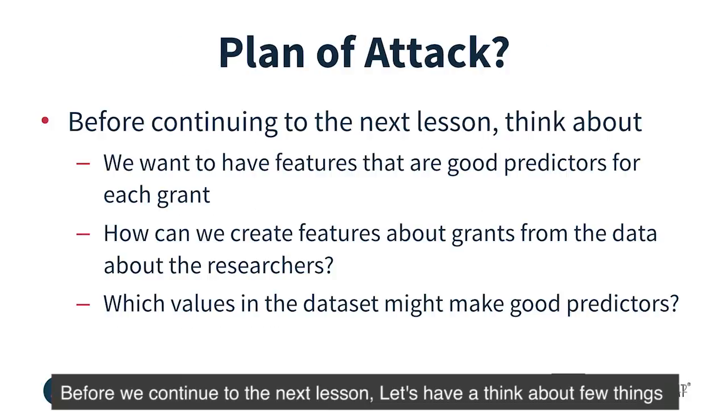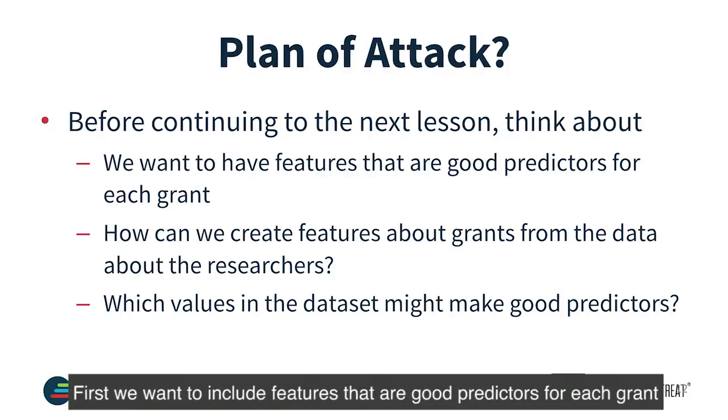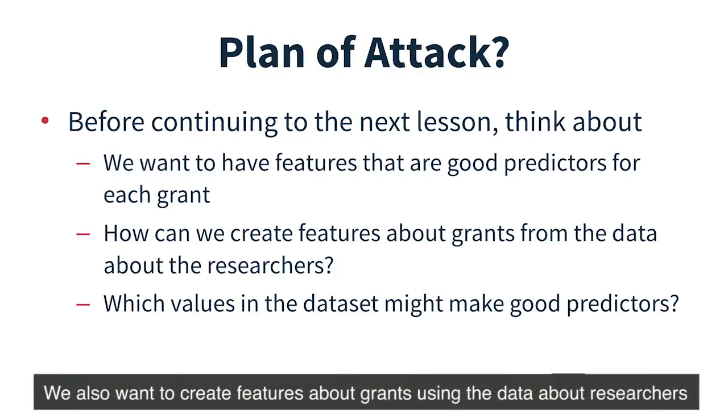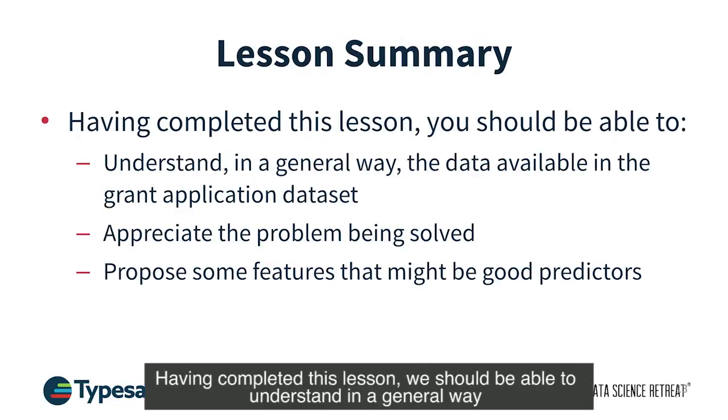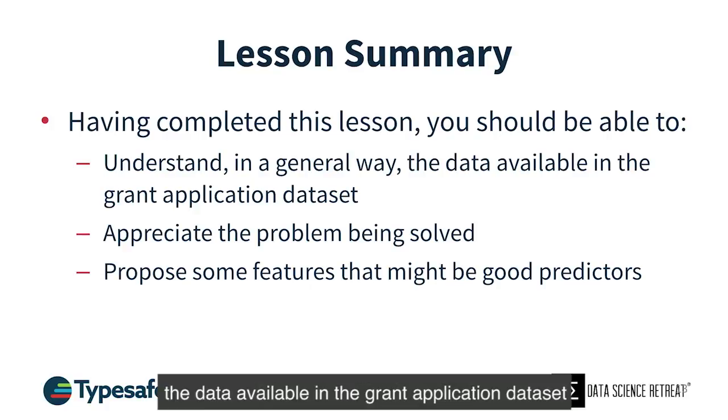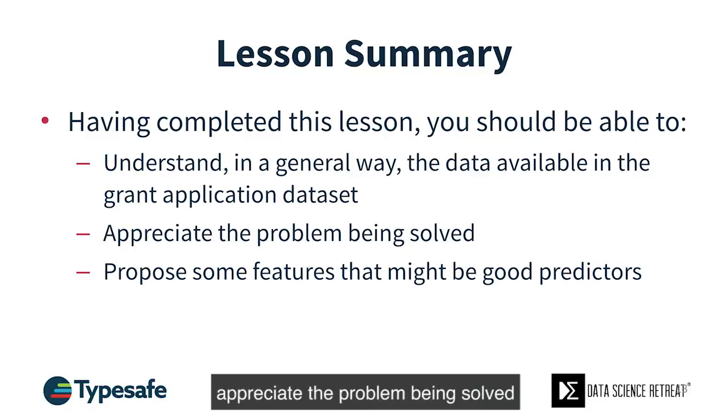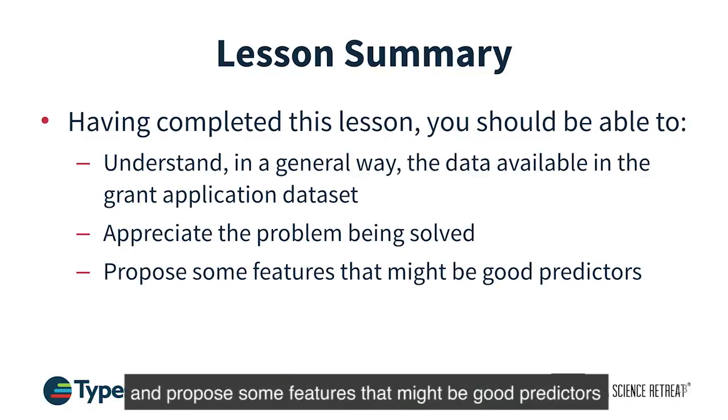Before we continue to the next lesson, let's have a think about a few things. First, we want to include features that are a good predictor for each grant. We also want to create features about grants using the data about researchers. And we would like to understand which values in the dataset might make good predictors. Having completed this lesson, we should be able to understand in a general way the data available in the grant application dataset, appreciate the problem being solved, and propose some features that might be good predictors.